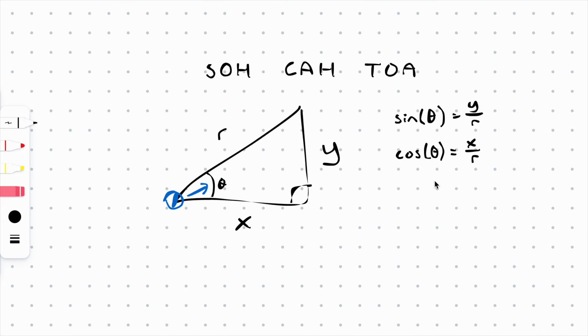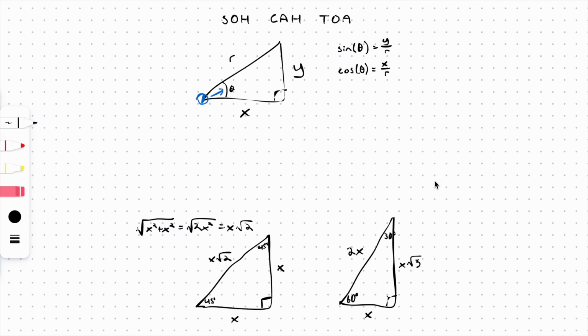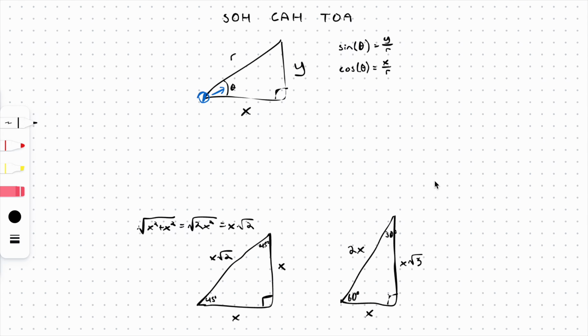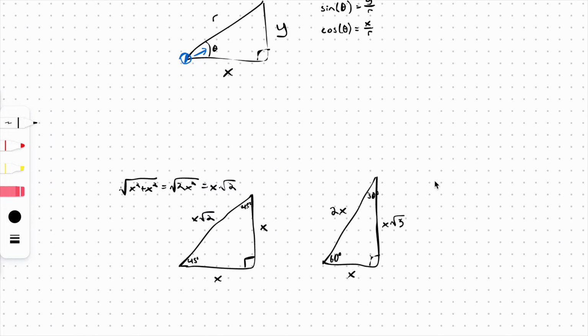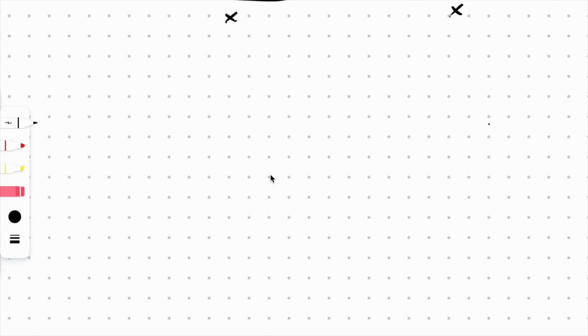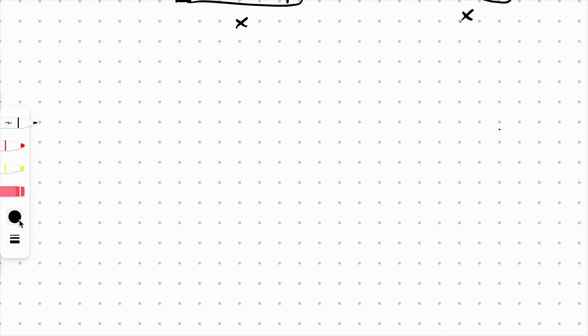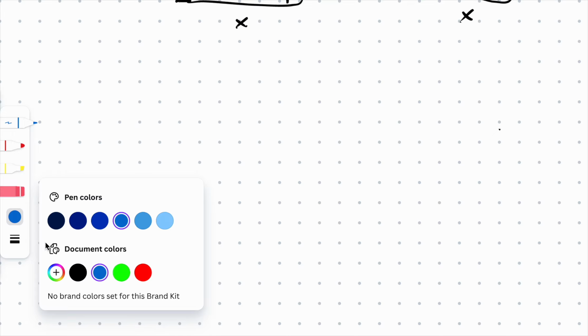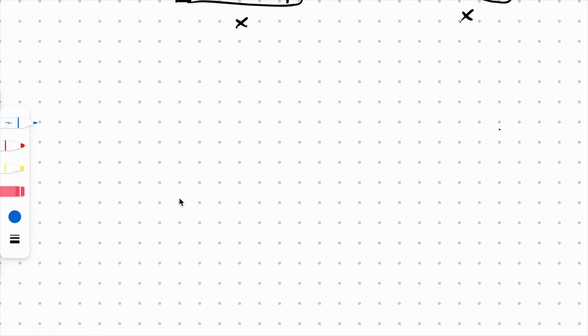And we're going to tie these two ideas that we've just talked about together. So now let's talk about a 30, 60, 90 triangle, okay? So I'm going to draw this triangle that looks like this.